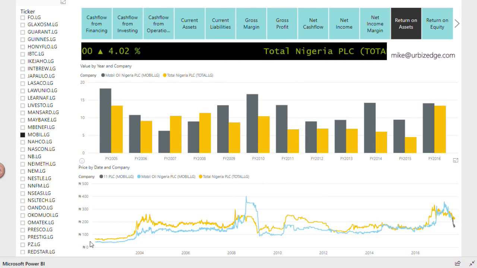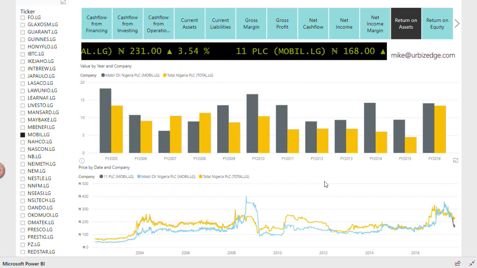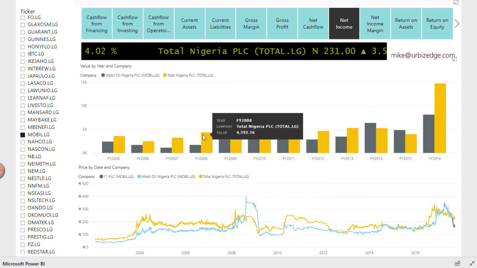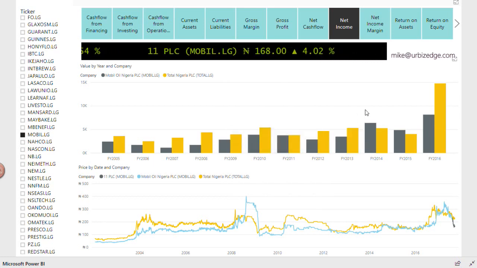So you can see it goes as far back as 2002, right? So this is really interesting. And you can also see their return on assets. Actually, Mobile has been having better return on assets. Let's check out net income. Most of the time Total has more income, and now the gap is a lot wider. These are things that you can do with this.